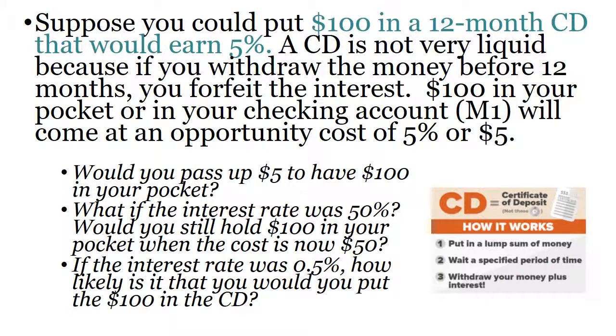So remember, CDs stand for Certificate of Deposit. And a CD is fairly illiquid because once you put your money into a CD, you can't access it during the time limit. So if it's a 12-month CD, that means that the money you deposit, in this case $100, is locked away. You can't withdraw it until the 12 months is gone. At the end of the time period, the 12 months, you would get your $100 back plus 5% interest. 5% interest on $100 is $5.